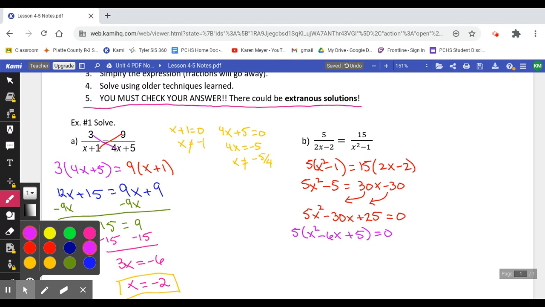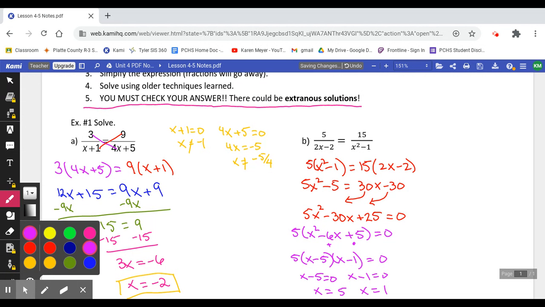And then since these numbers are super small, I'm going to go ahead and do factoring, especially now that I have a 1 in front of x squared, so I can do my fast factoring. So what multiplies to 5 and adds to negative 6? Hopefully everybody's going to say, oh, x minus 5, x minus 1. And then when I solve, I get x minus 5 equals 0, x minus 1 equals 0, so x equals 5, and x equals 1.